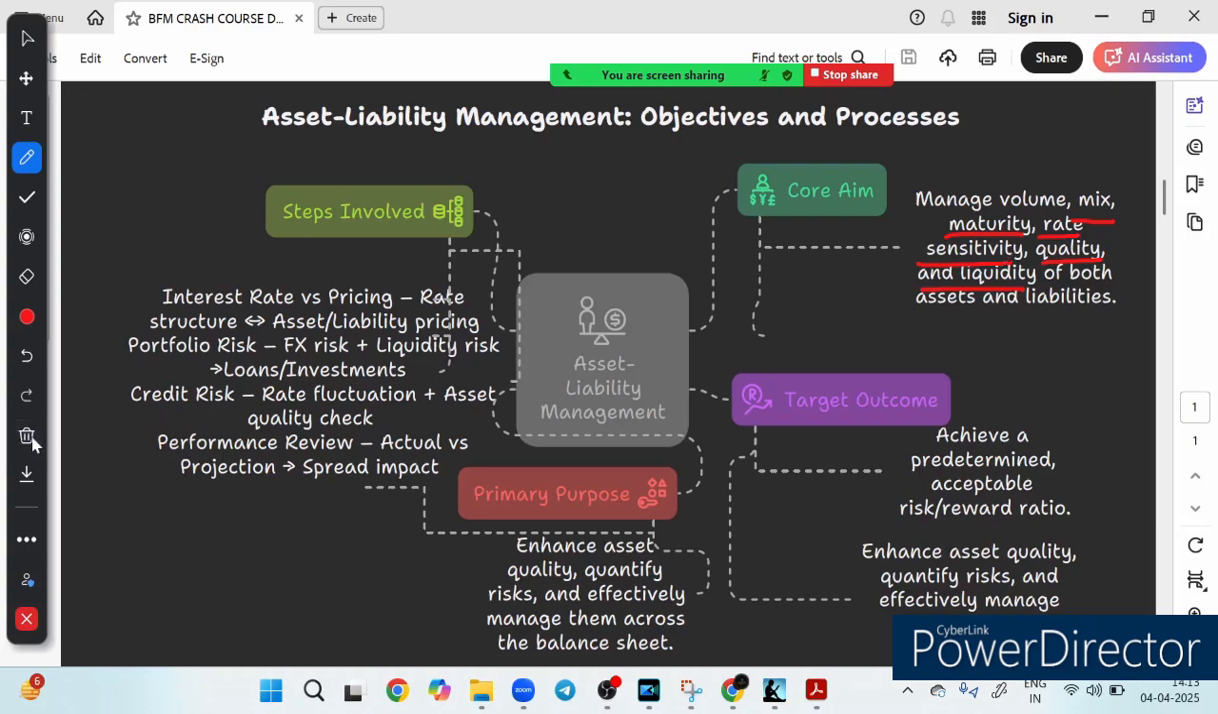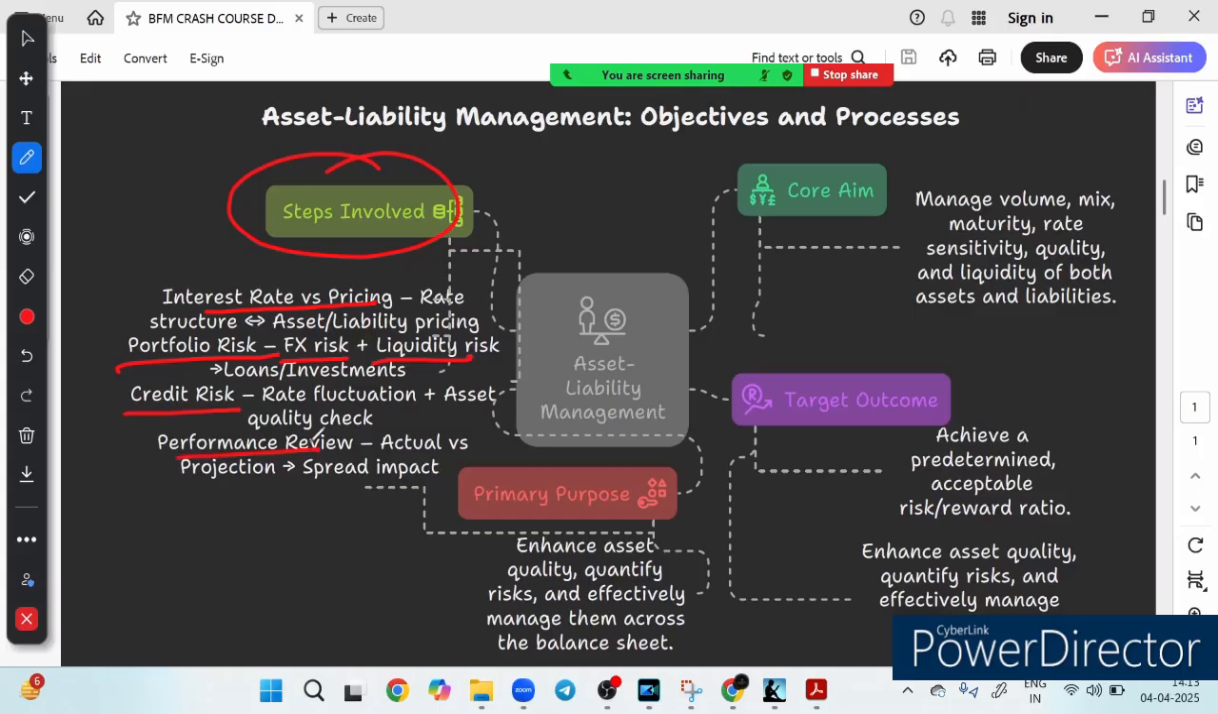Now let's see what are the steps involved in it. Here you can see the steps involved to achieve this balance. So I hope it is clear why balance is so important. To achieve this balance, banks follow a structured process. First of all, interest rate versus pricing, which means deciding how much to charge for loans and how much to pay on deposits. Second thing is called portfolio risk, which means managing currency fluctuation, which is called FX risk, and also ensuring that enough cash is there, which is called liquidity risk. The third thing is called credit risk, which means keeping an eye on loan repayment and dealing with interest rate change. Then comes performance review, which means checking actual profit versus expected profit and adjusting the strategy accordingly.